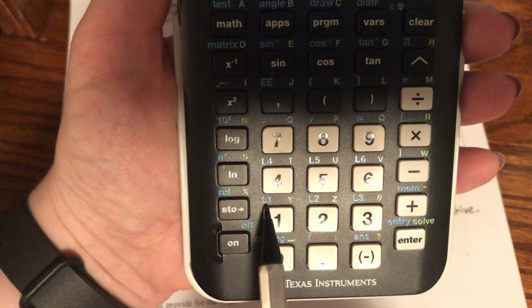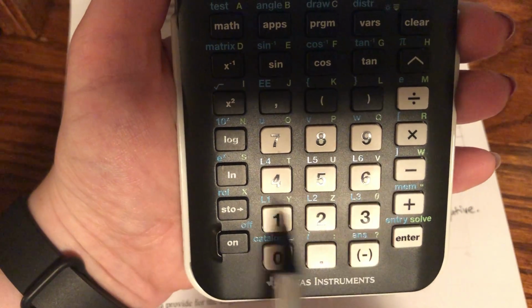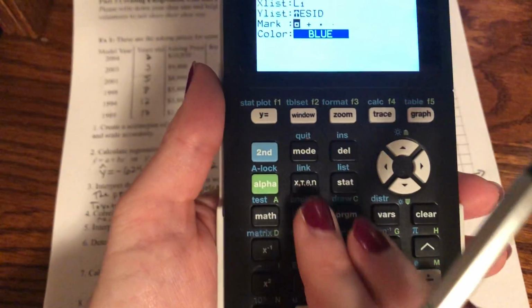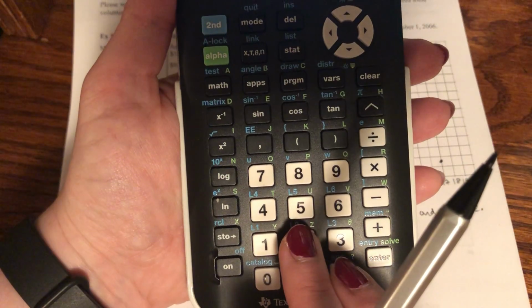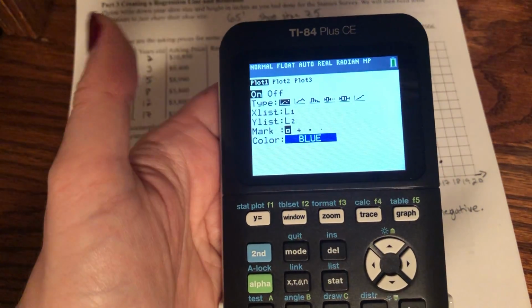You see all these numbers here where you basically have list 1, list 2, list 3, and so on listed out in blue. Well, the blue button is the second button, so that's why I'm hitting second, and then I'm going to hit the number 2. And then list 2 actually appeared here.